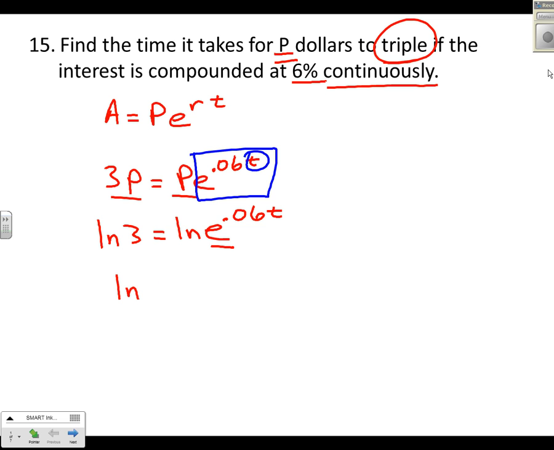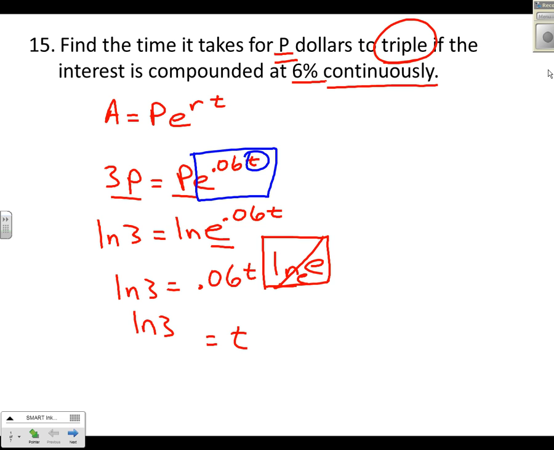So I get ln 3 equals 0.06t ln e. But this is the exponent that turns e into e. This is just 1. If that was ln 7, then I would have to divide both sides by ln 7. But in this case, I get t equals ln 3 divided by 0.06. And that is the time it would take.